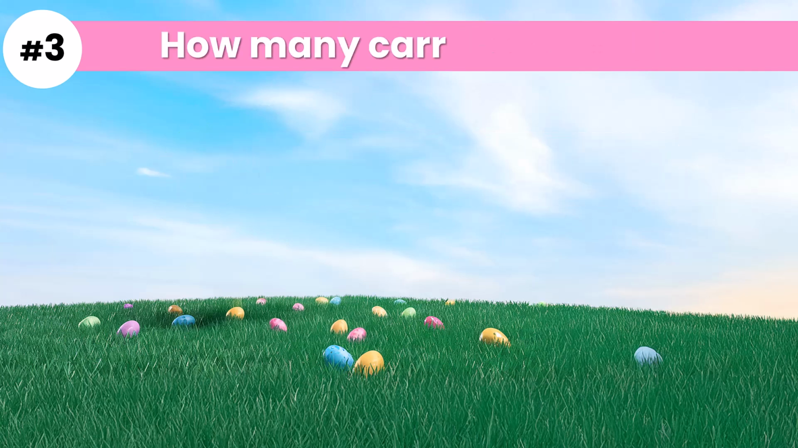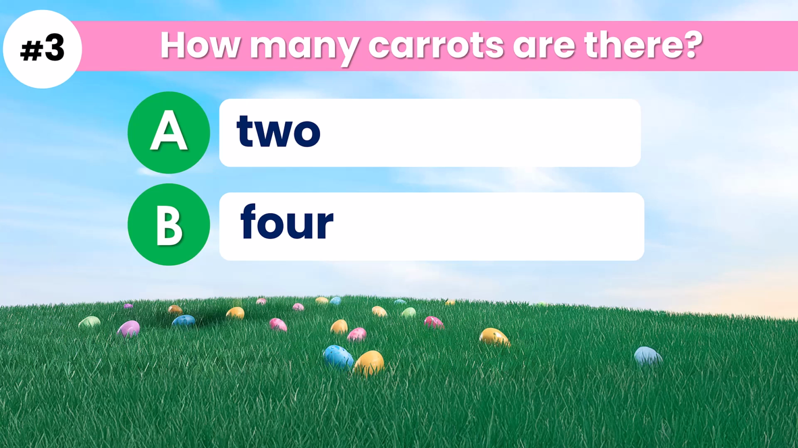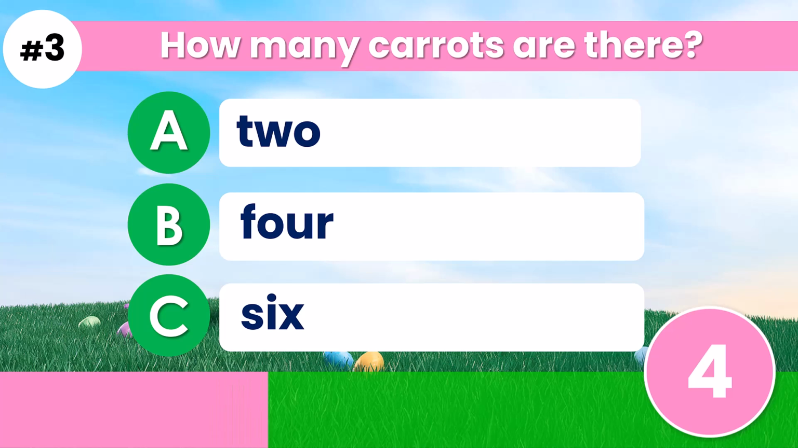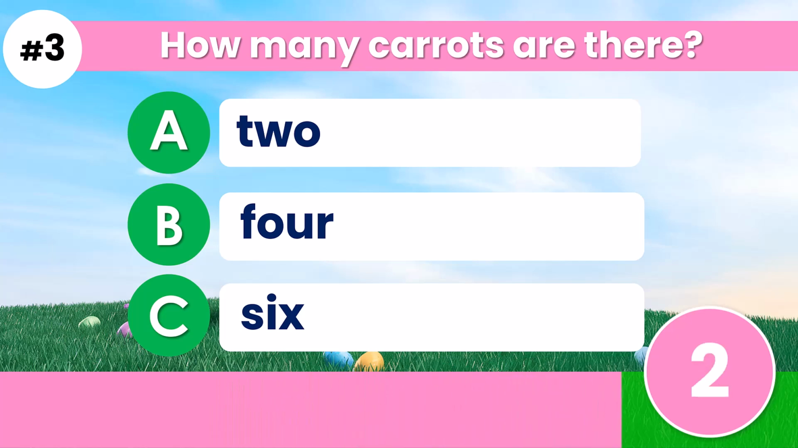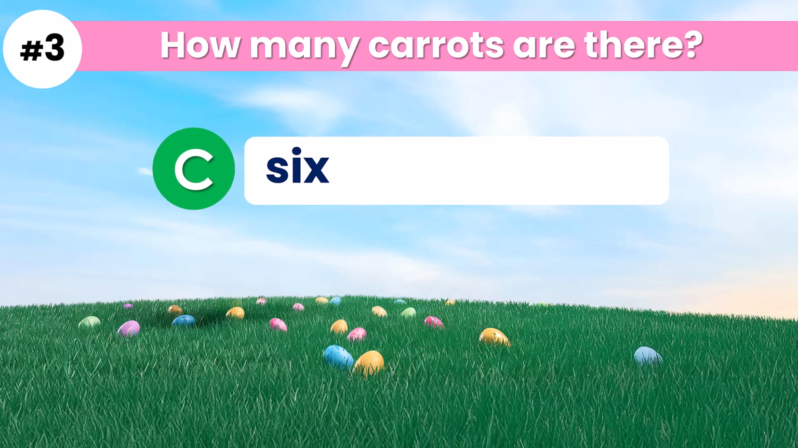Number 3. How many carrots are there? A. 2, B. 4, or C. 6? The correct answer is C. 6.